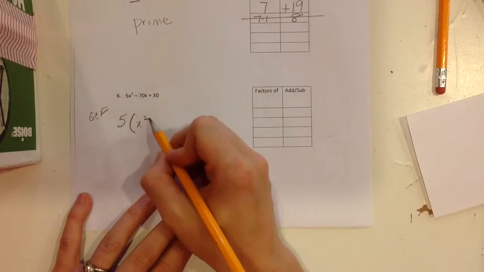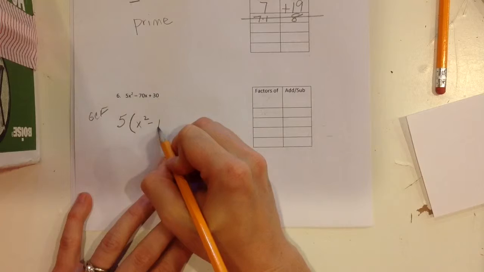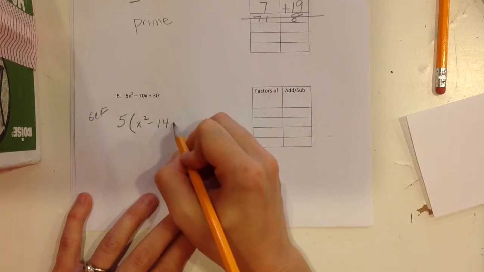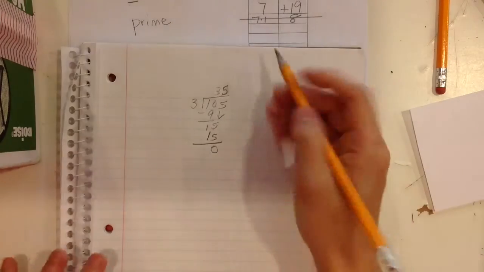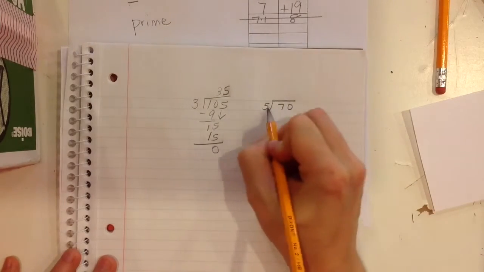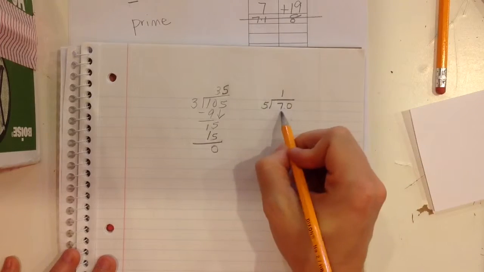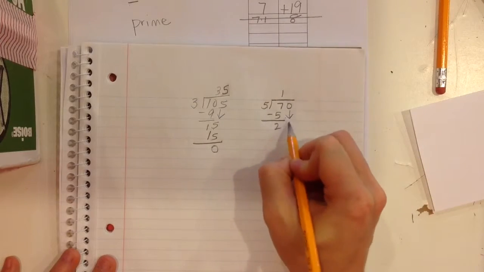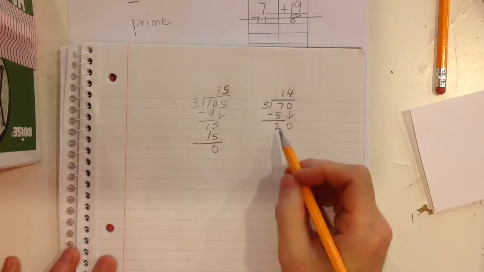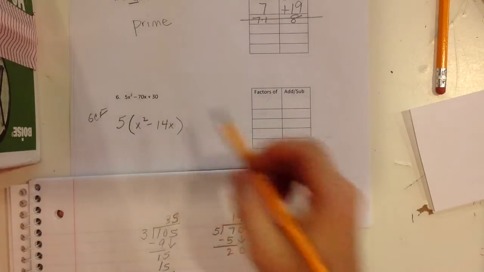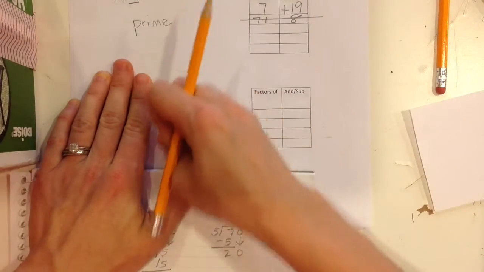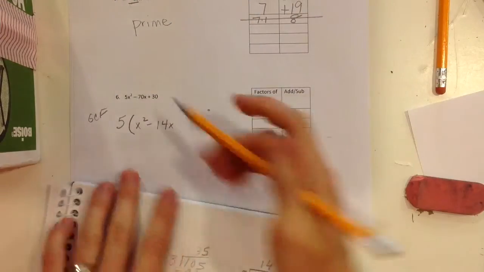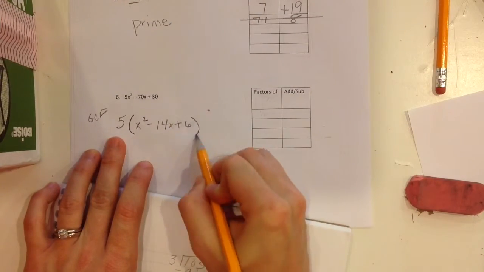5 will go into 70. Well, 5 will go into 7 one time, and 5 will go into 20 4 times. And I'll show you what I just did. I just divided 5 into 70. 5 will go into 7 one time, and 5 will go into 20 4 times. So that's how I got the 14. I was just dividing pretty quickly. And then one more, 5 will go into 30 6 times.